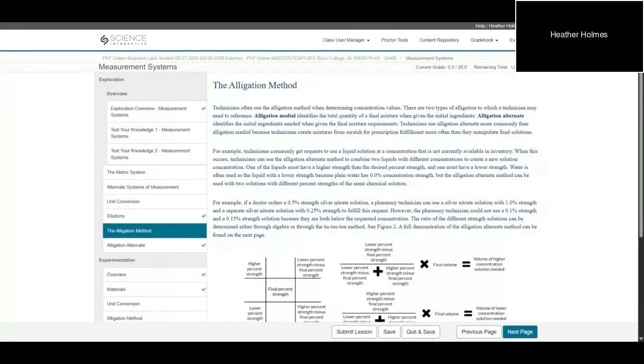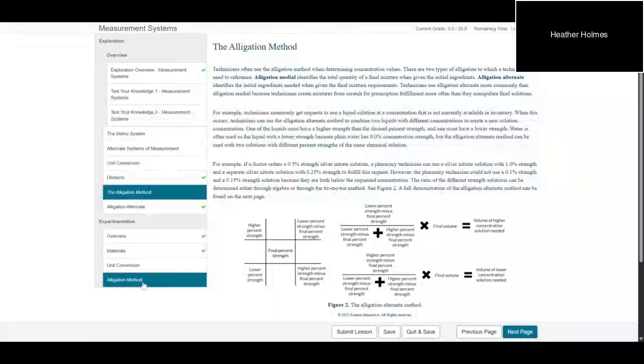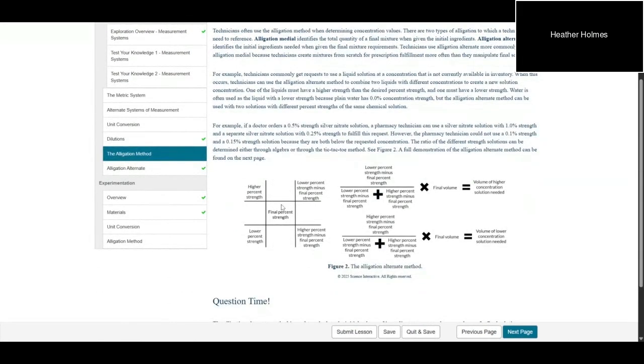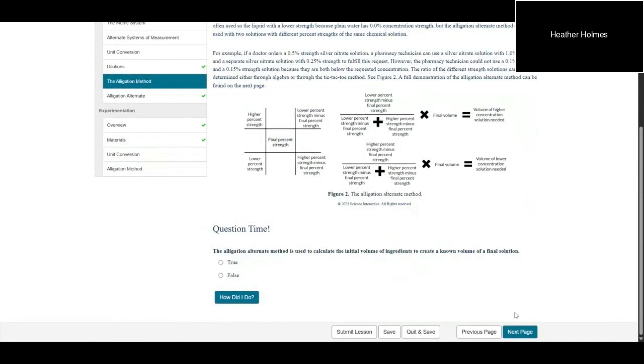So this page is going to be really important for your experimentation. This is the alligation method. You're going to use it for the alligation part of the experiment. You're going to read over the couple paragraphs, and this is the tic-tac-toe setup that you're going to use. I'm going to go over an example for you, but this is the basic setup and information that you will use for those. And again, there's another question at the bottom.